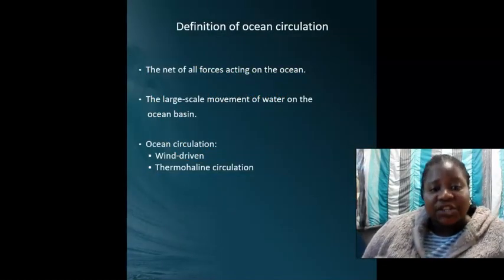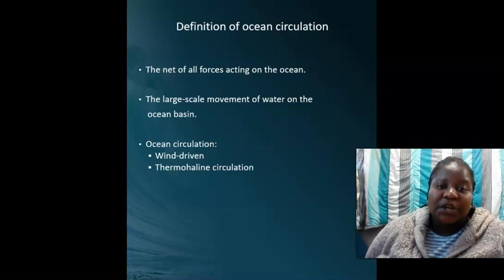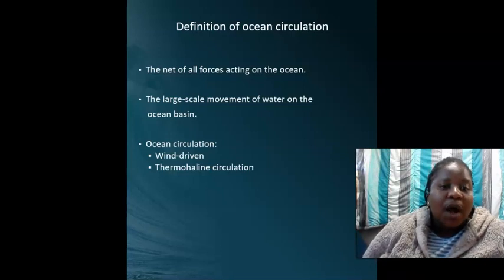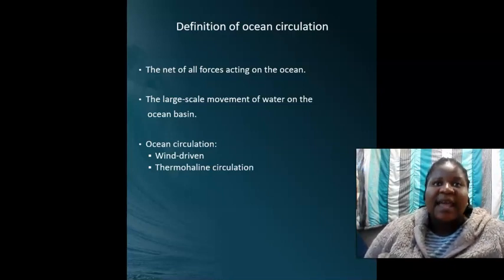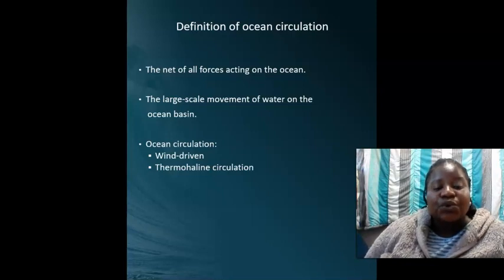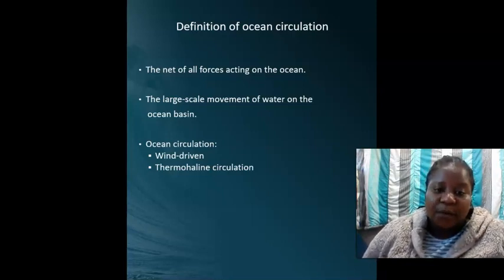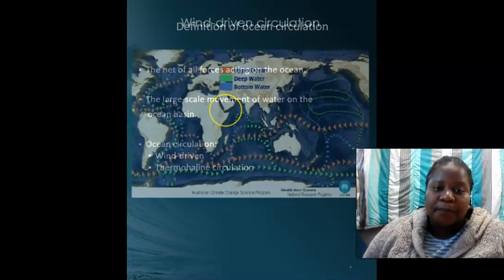So ocean circulation can be defined depending on your field of study as the net of all forces acting on the ocean, but in oceanography we will define it as the large-scale movement of water in the ocean basin. And as I highlighted, there is two main kinds, which is the wind-driven and the Thermohaline circulation.